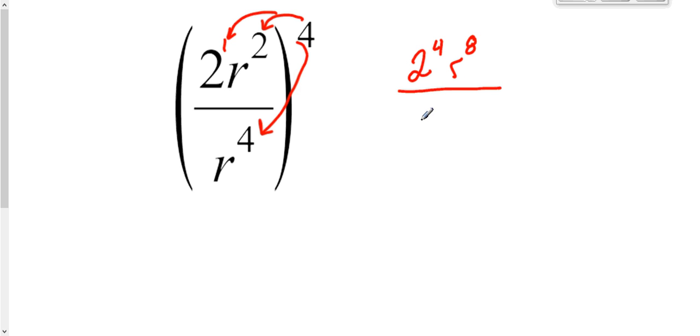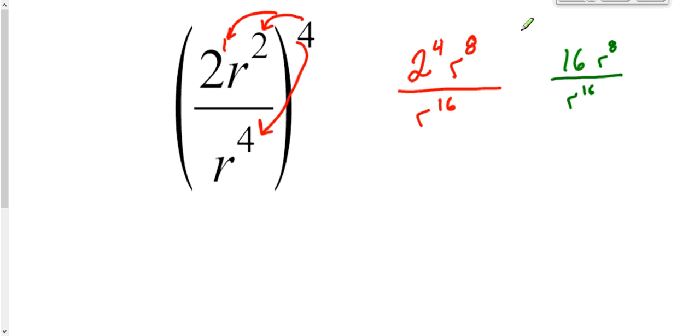We'll skip that one because I want to look at one that's already in our fraction form here. This 4 goes to all of the exponent powers, even the ones on the bottom. So we now have 2 to the 4th, r to the 8th, all over r to the 16th. I'm going to simplify 2 to the 4th. That gives us 16. R to the 8th, r to the 16th.